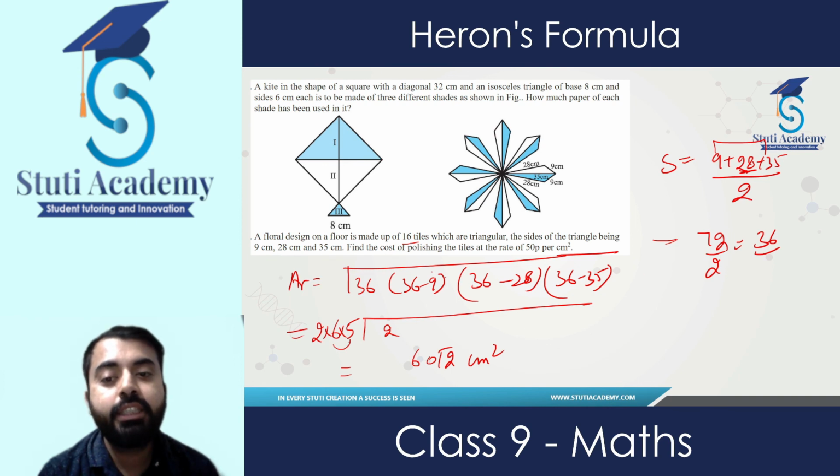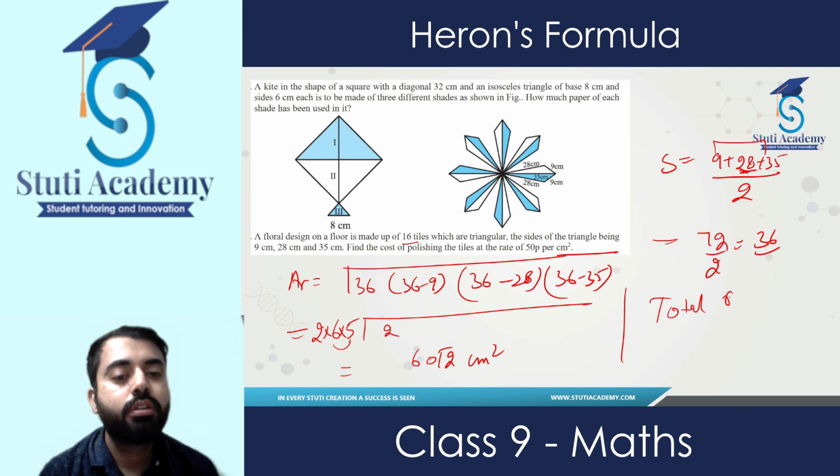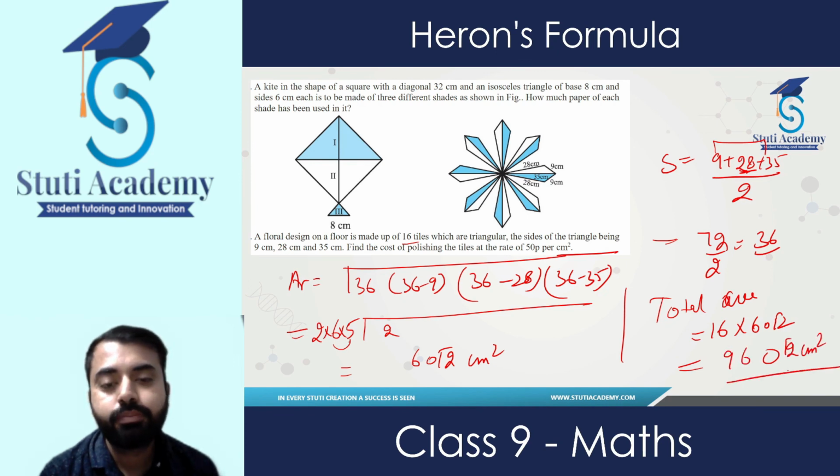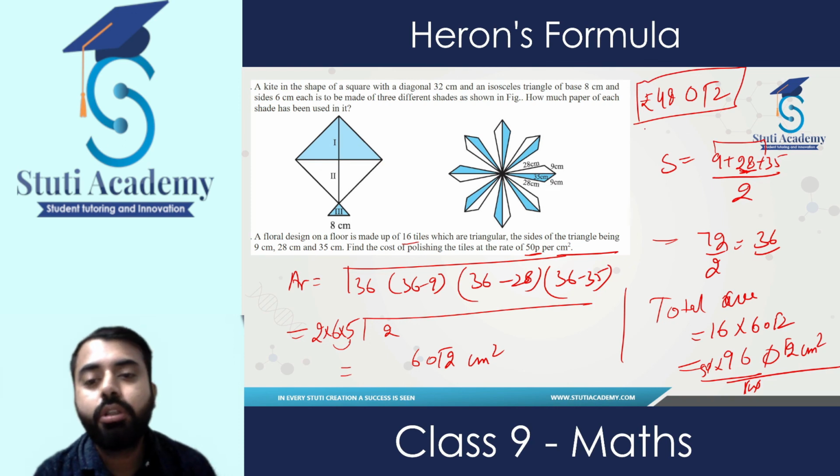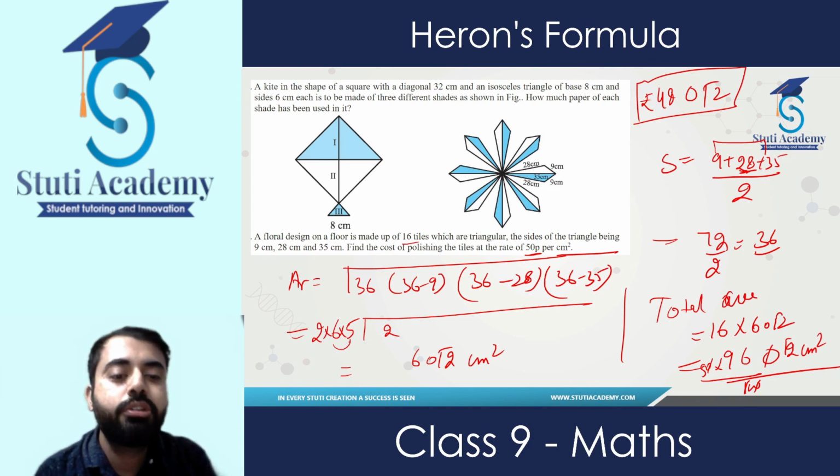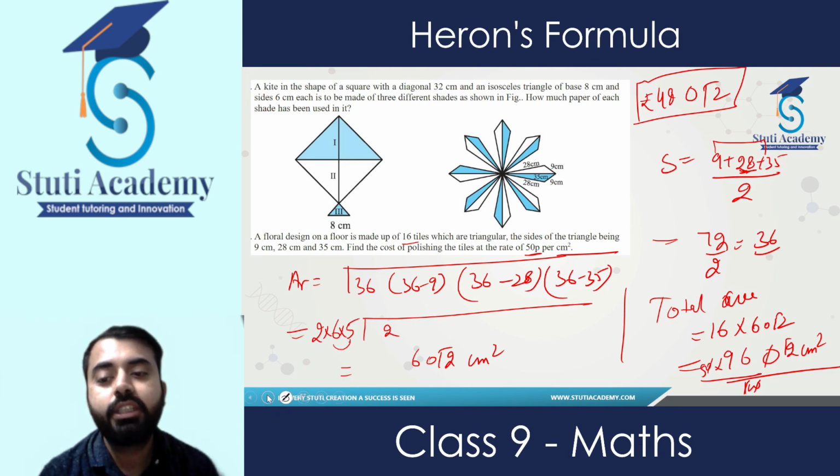Now I knew I had 16 tiles. So the total area will be what? 16 into 60 square root 2, that means 960 square root 2. That is the total area. Its cost was 3 per centimeter square, so I have to multiply it with 50 divided by 100. Solve this, and we will be getting the cost, which is 480 root 2. That will be its total cost. You can find out its cost by multiplying the area with its per centimeter square cost. Right? That is the case of this.